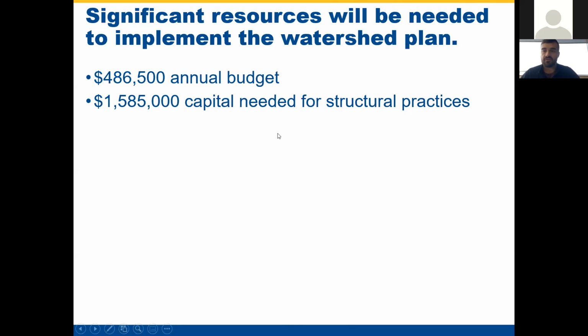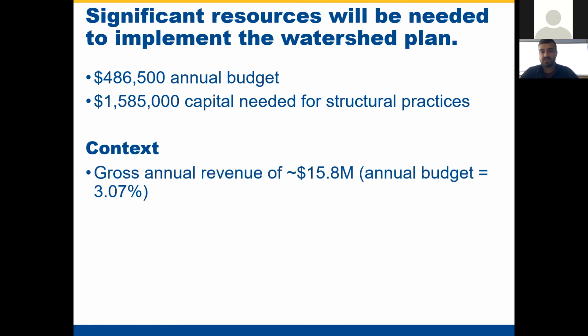Those numbers are hard to reference. What can we reference them to? To me, it's a lot of money, right? And it is. But if we take a step back and put it in context, we can roughly calculate the gross annual revenue for the watershed. I took the corn and soybean acres and the average price for corn and soybeans, and calculated what the watershed makes in gross revenue, not net revenue, because it's almost impossible to figure out the input costs. That's about $15.8 million gross annual revenue. So incorporating that into the annual budget, it's just over 3% of that annual revenue to maintain this watershed plan to 2035.